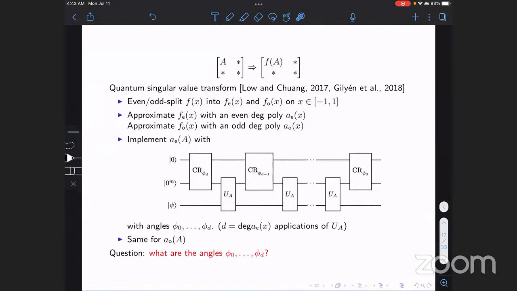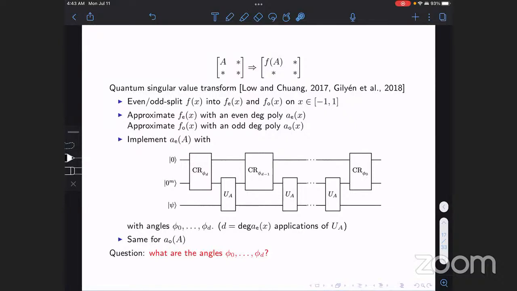So the idea is the following: given a function f(x) that I'm trying to perform this transformation on, we're going to split it into an even part and an odd part. Because the spectrum of A is bounded from -1 to 1, we only need to consider this function on the interval from -1 to 1. Once we have the even and odd parts, we're going to approximate the even part by an even degree polynomial, denoted by AE, and similarly the odd part by an odd degree polynomial denoted by AO.